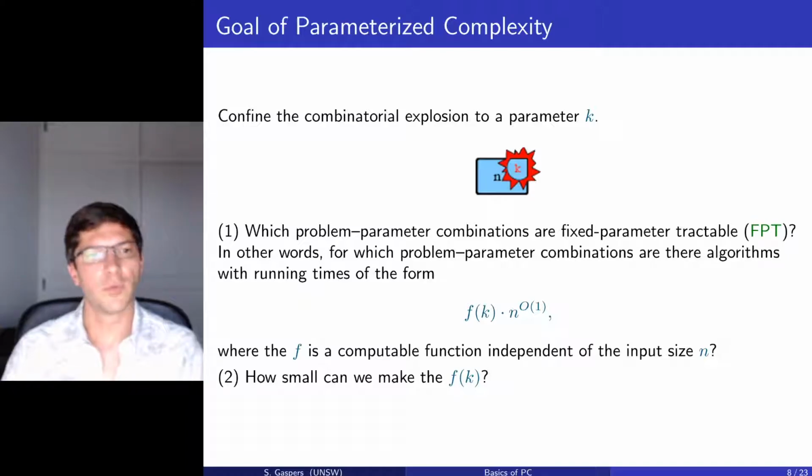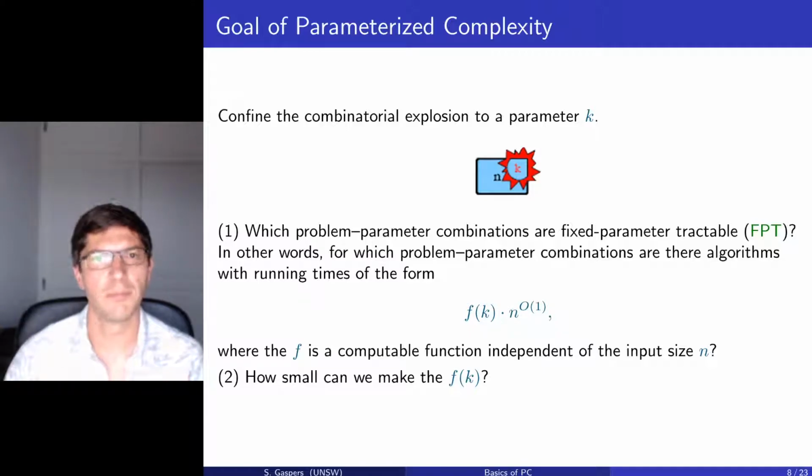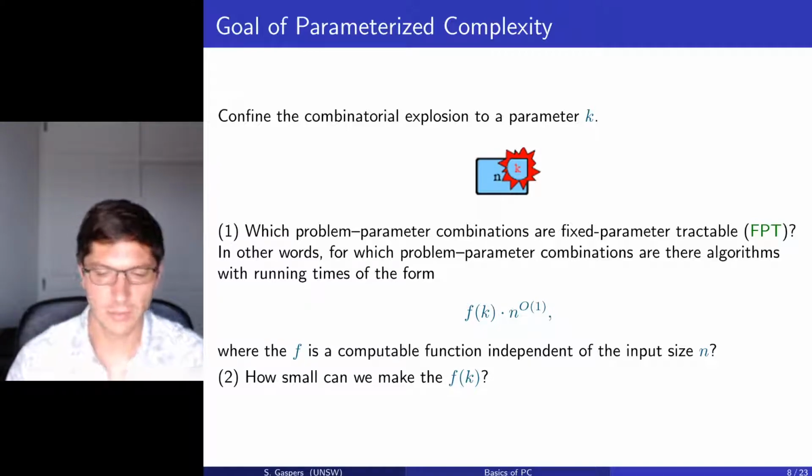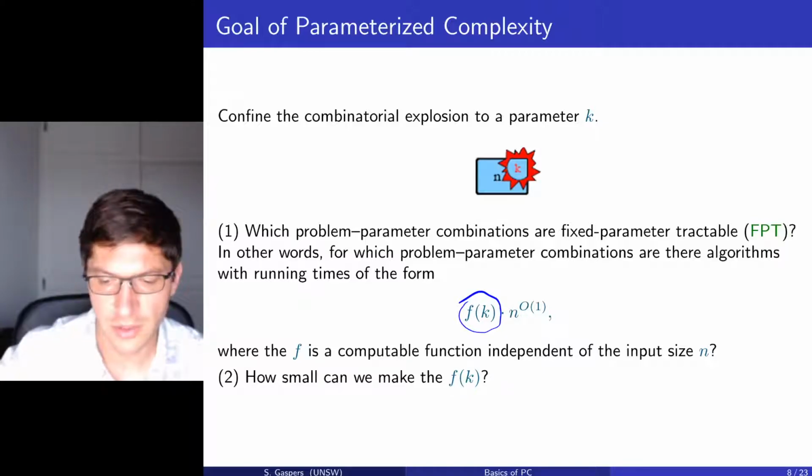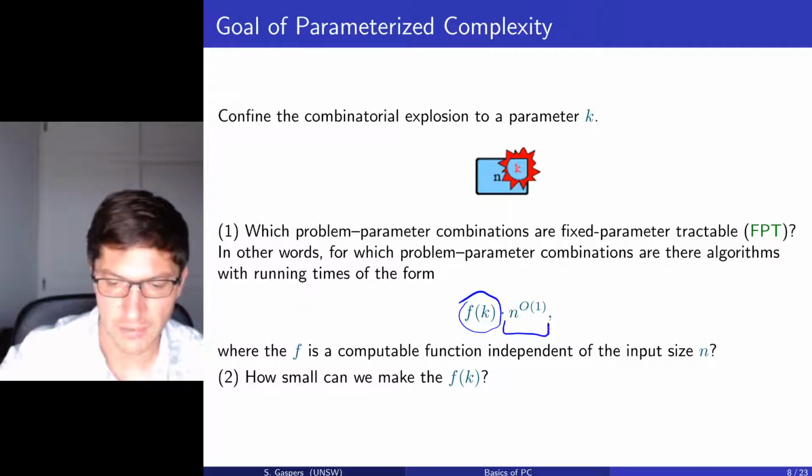So the goal of parameterized complexity is really to confine the combinatorial blow-up of the worst-case running time to the parameter k. We will allow the running time to depend exponentially only on k, and everything else is polynomial.